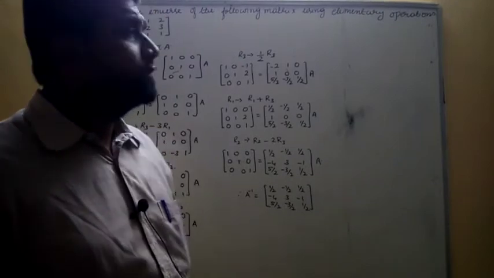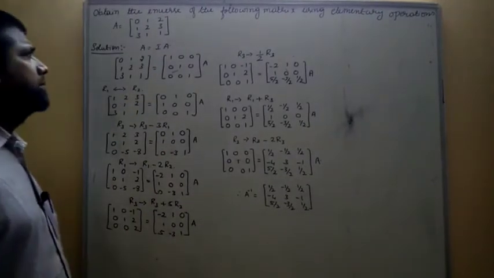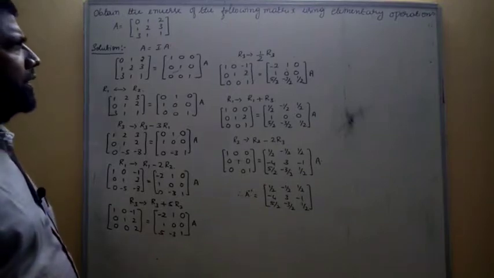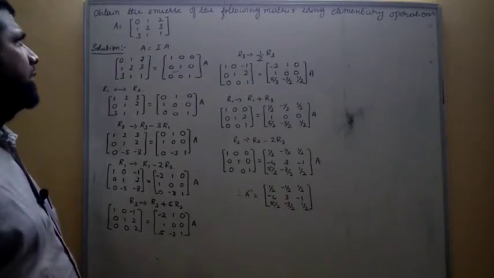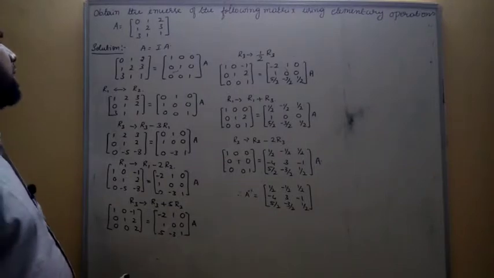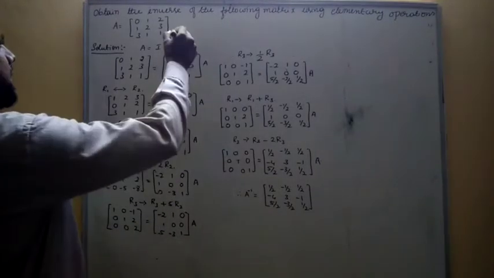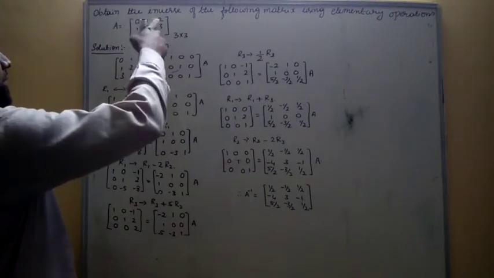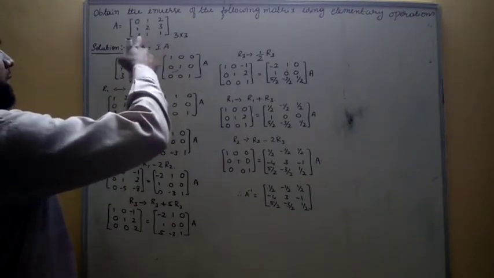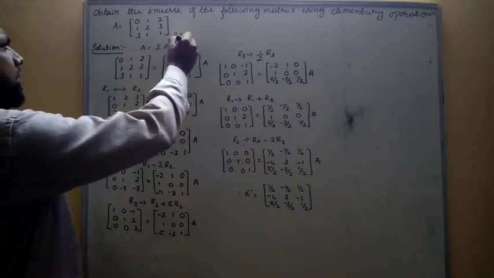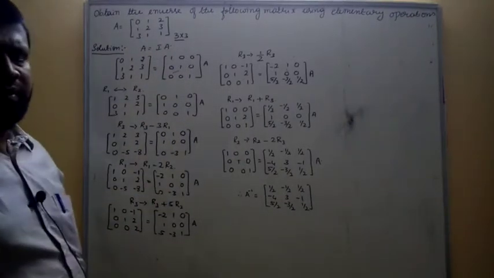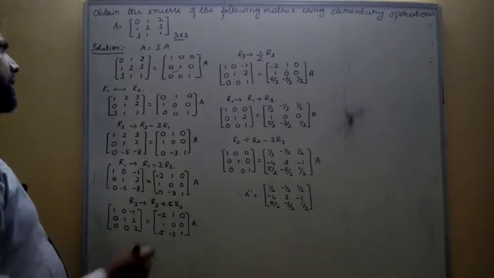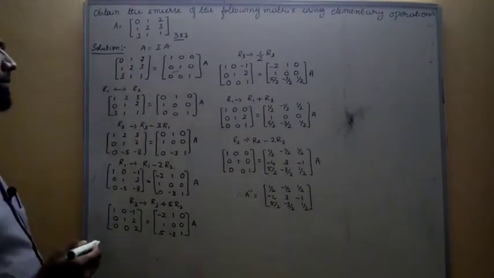Today, let us solve the problem. Obtain the inverse of the following matrix using elementary operations of order 3 cross 3. As given, the matrix A is equal to 0, 1, 2, 1, 2, 3, 3, 1, 1 of order 3 cross 3. So in the previous class we have solved the problem of order 2 cross 2. So let us solve this problem.